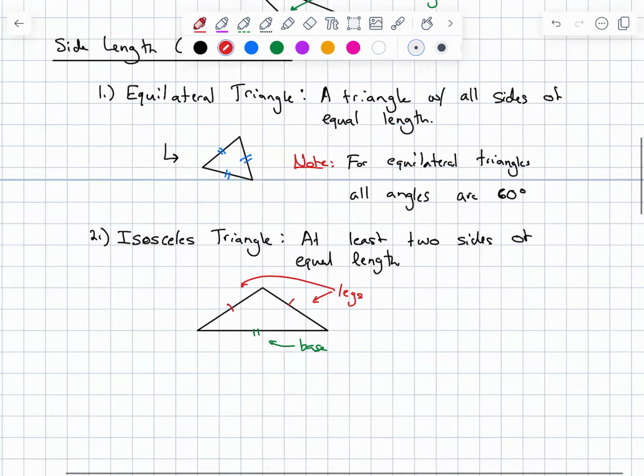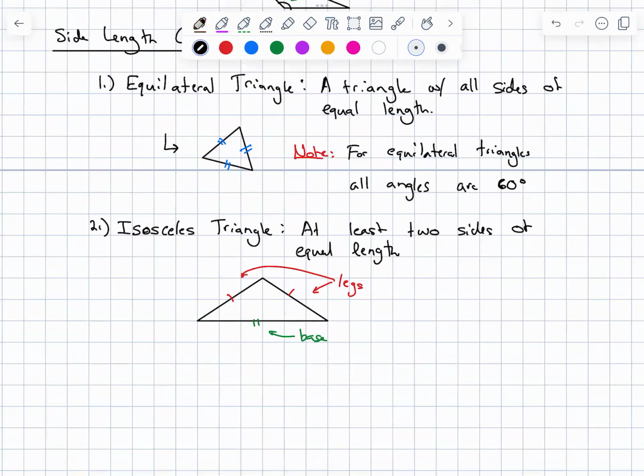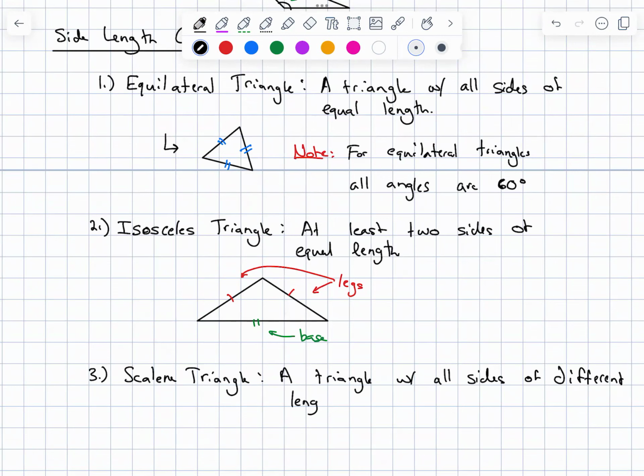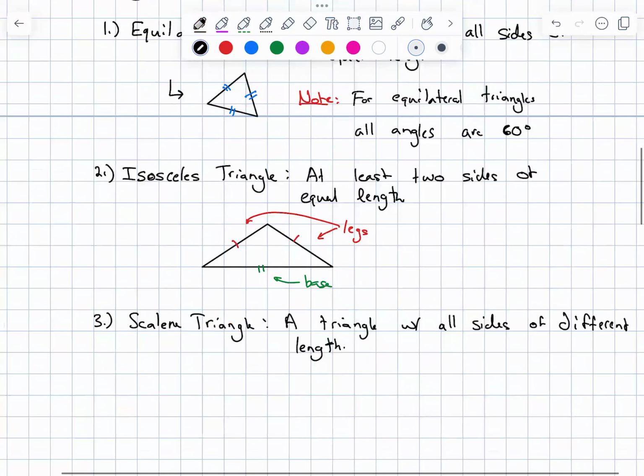All right. And the last one is the scalene triangle, which is a triangle with all sides of different length. So something like this.